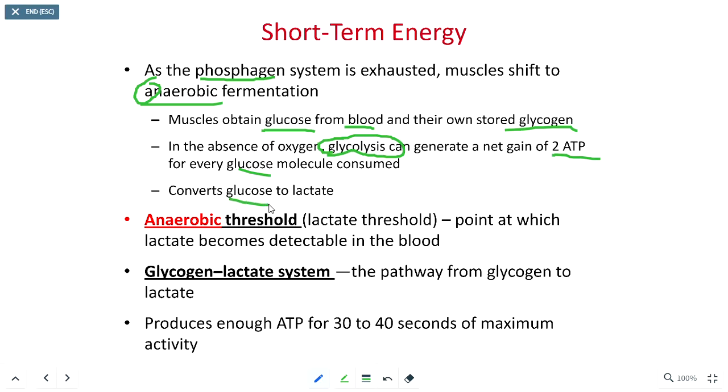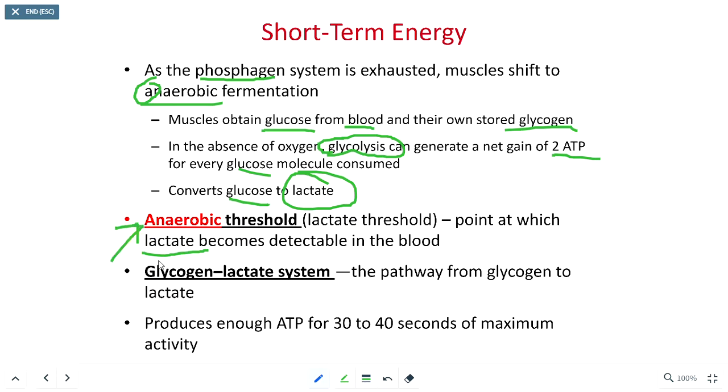That glucose then ultimately will go to pyruvic acid, and pyruvic acid will go to lactate. And that lactate is going to keep building up in our bodies. Eventually, we can detect the lactate in our bloodstream. And once we hit that point where we have lactate detectable within our bloodstream, we've hit our anaerobic threshold.